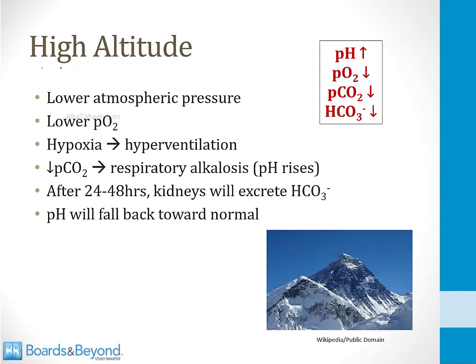And the first one is high altitude. So in people who ascend to high altitude, like the top of this mountain here, they are exposed to a lower atmospheric pressure compared to sea level. Because atmospheric pressure is lower, the partial pressure of oxygen is also lower, and therefore, even if they're breathing air normally and their lungs are healthy, they will experience hypoxia, and this will lead to hyperventilation.